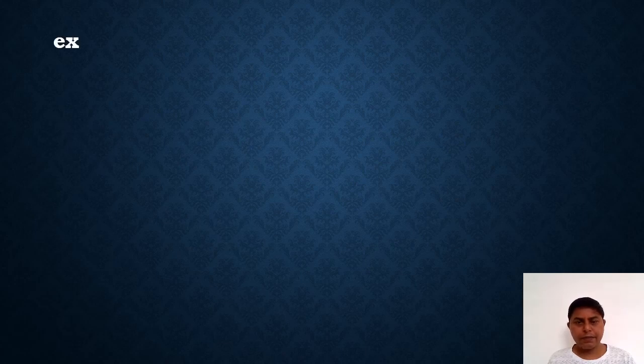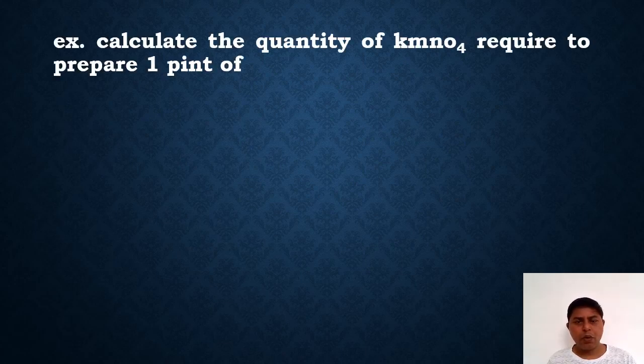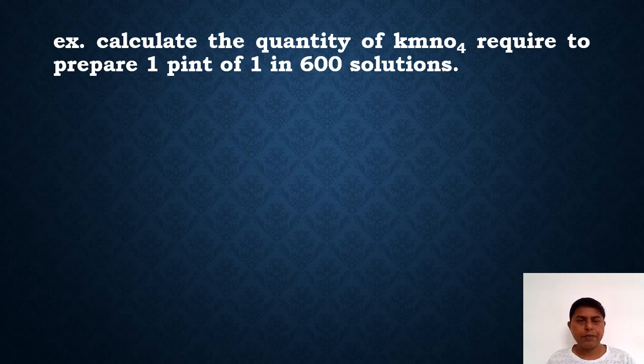Next, we'll go for problems. The first: calculate the quantity of KMnO4 required to prepare 1 pint of 1 in 600 solution. In the last lecture, we saw the quantity of solid required to get percentage solution and their formulas.